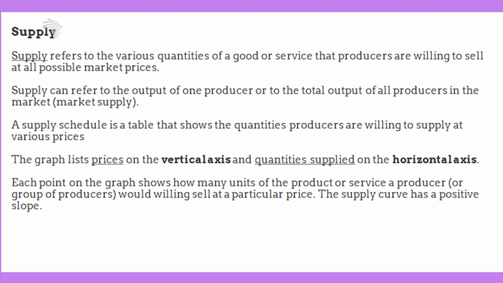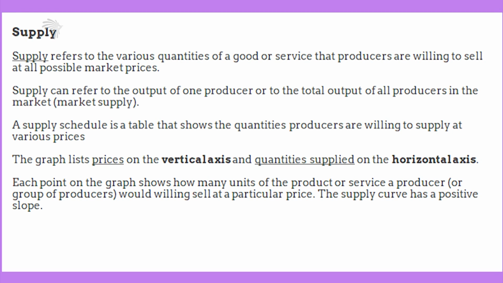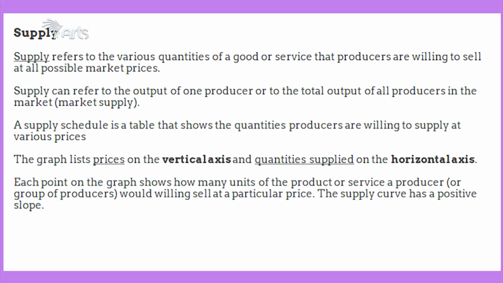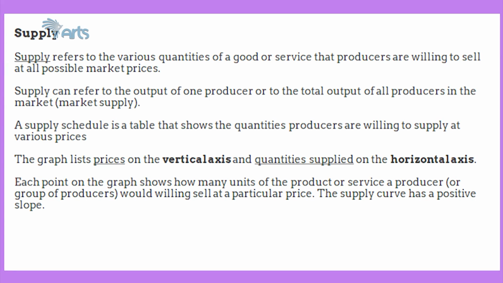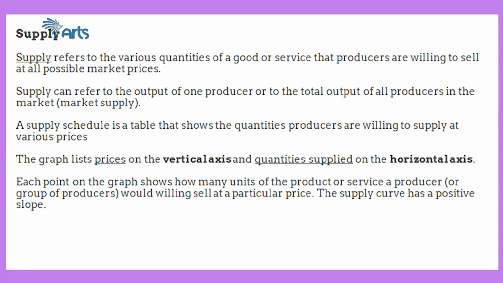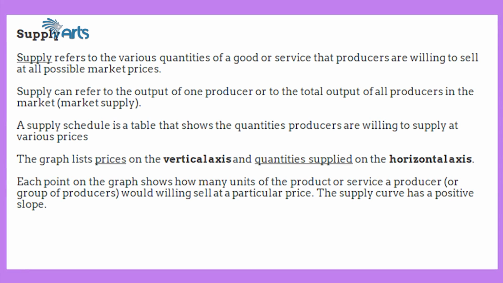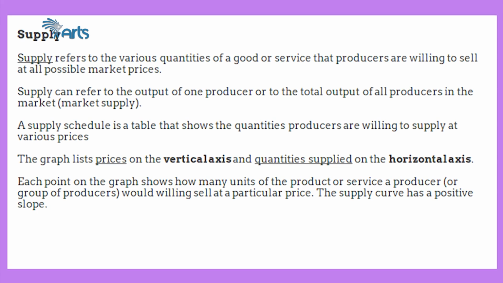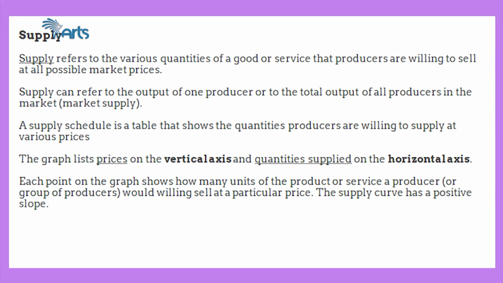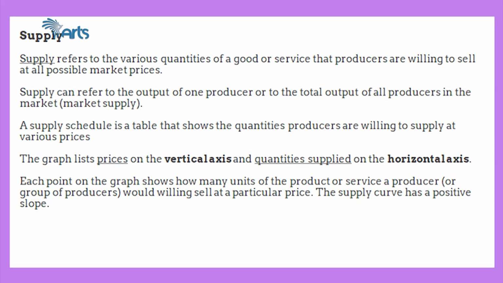Now let's turn to supply. What's supply? Supply refers to the various quantities of goods or services that producers are willing to sell at all possible market prices. Supply can refer to the output of one producer or the total output of all producers in the market, and we call this market supply. A supply schedule is a table that shows the quantity producers are willing to supply at various prices.